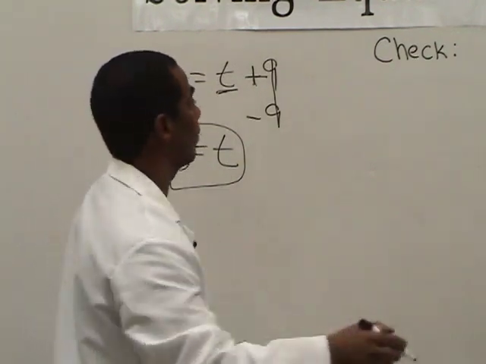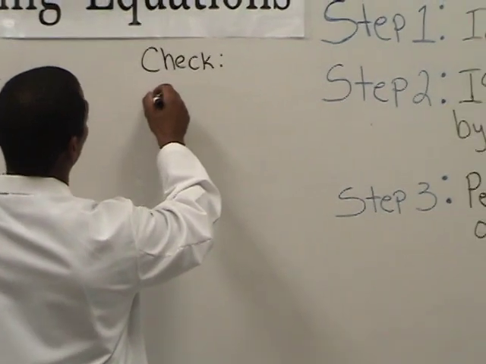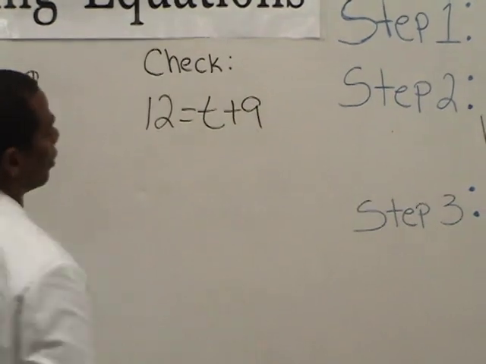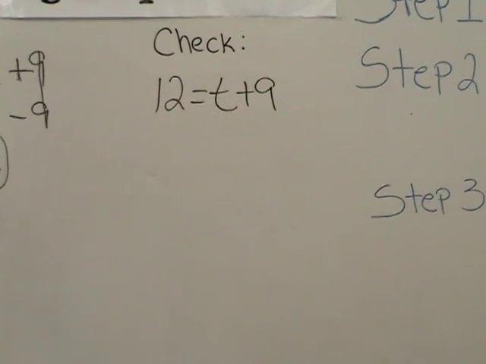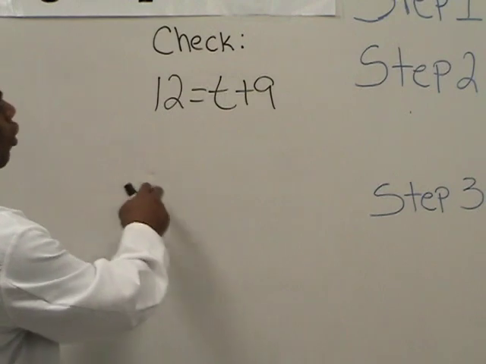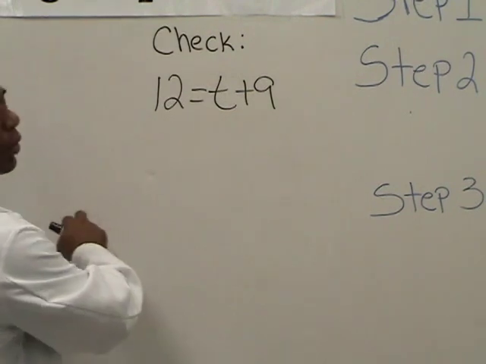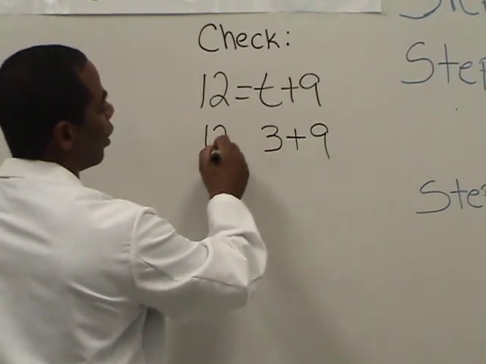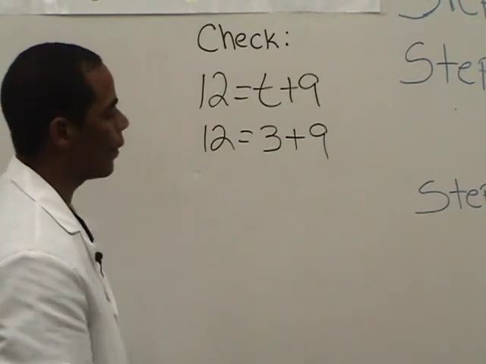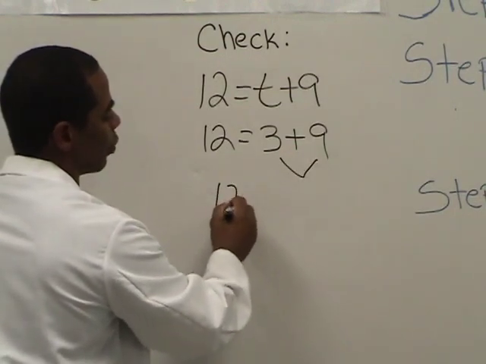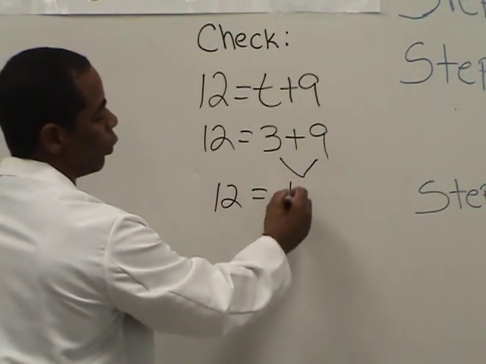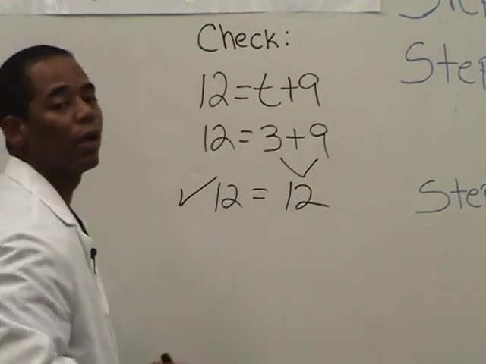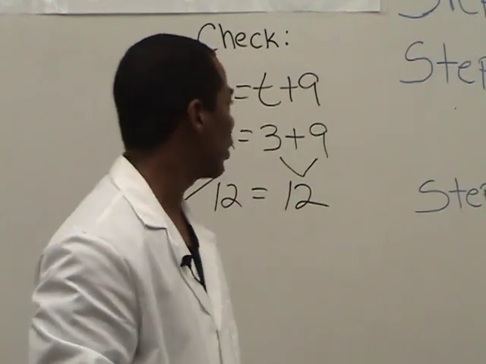So now we're going to check that. We go back, rewrite the problem. 12 is equal to t plus 9. That was our rewritten problem. So let's go back and substitute in. We said t is equal to 3, so let's substitute the 3 for the t. So now we have 12 is equal to 3 plus 9. 3 plus 9 will bring down our 12, and we'll say 3 plus 9, which is equal to 12. So 12 equals 12 is a true statement, so our answer was correct. t was equal to 3.